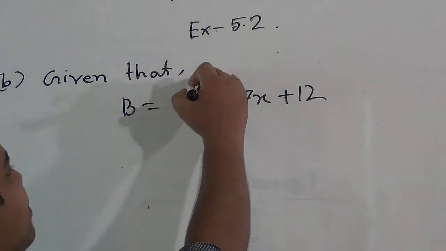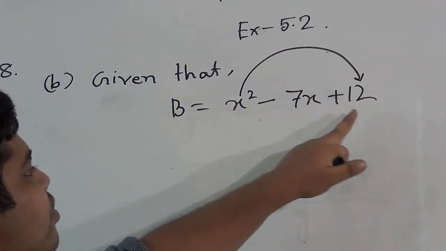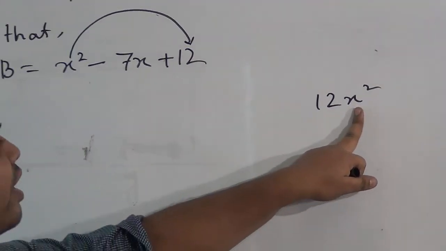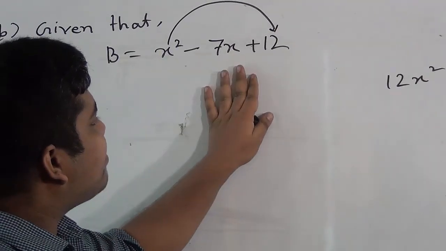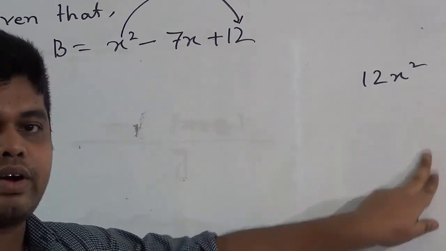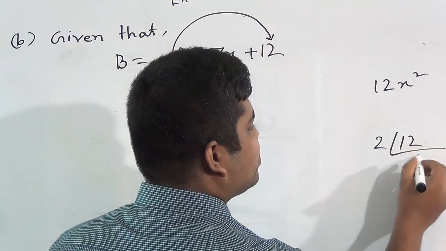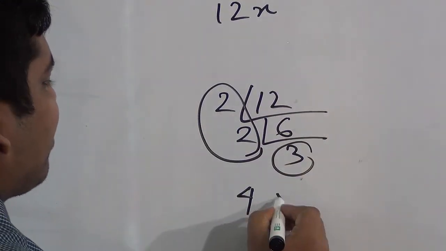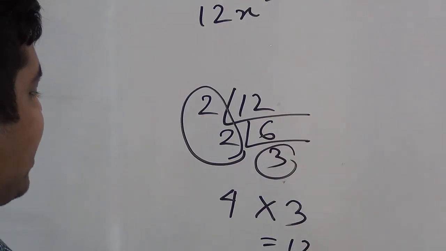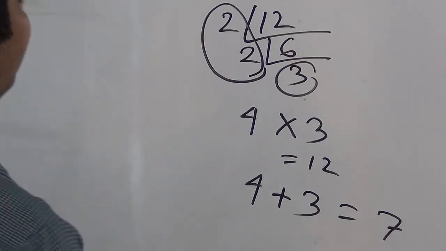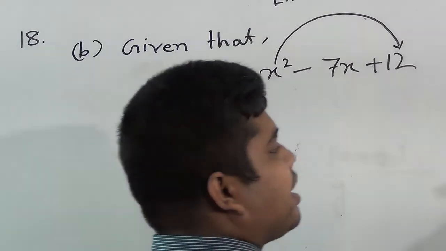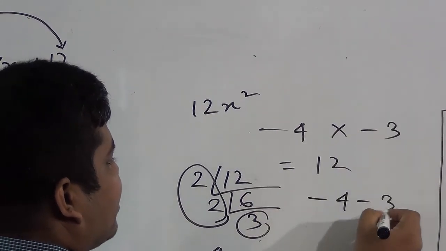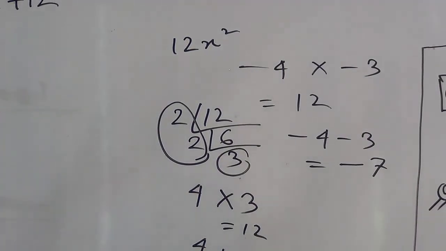At first we multiply x square with 12, and it will be 12x square. Then we break this 12x square so that their addition will be minus 7x and their multiplication will be 12x square. Here 2 6s are 12, 2 3s are 12. Here you notice 4 and 3: if we multiply 4 with 3, then we get 12, but if we add 4 and 3, we get 7. But here it is minus 7, so we take minus 4 and minus 3. If we multiply, then we get 12, and if we add, then we get minus 7. I hope you have understood.